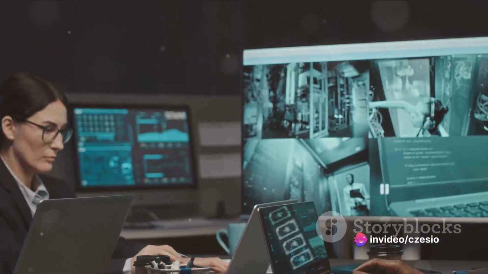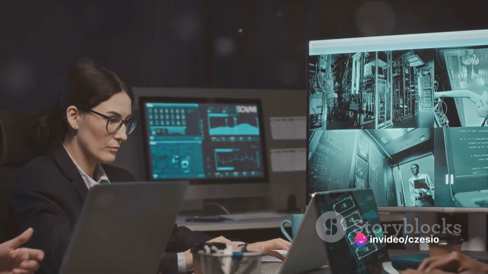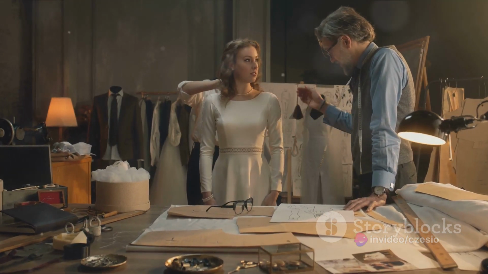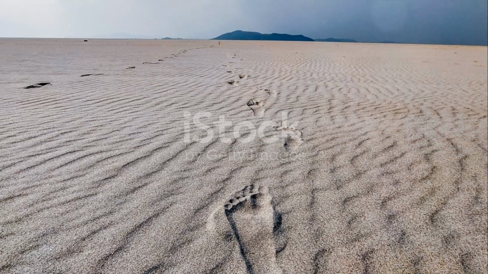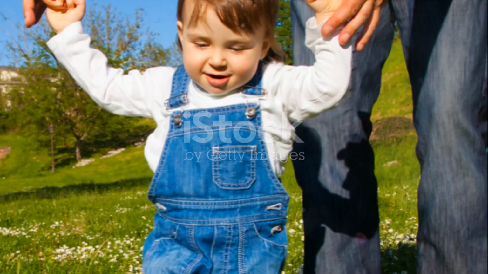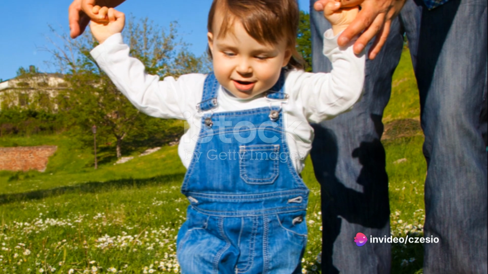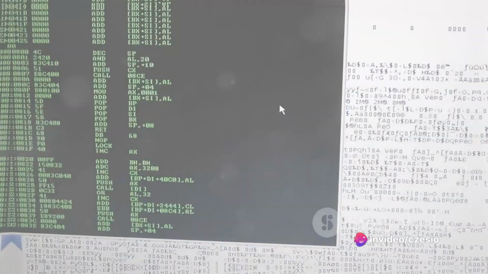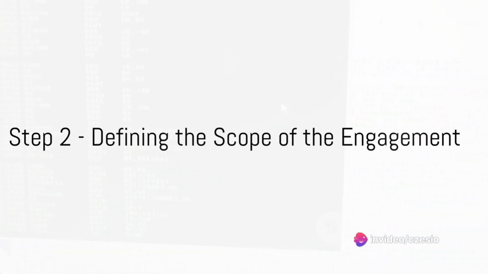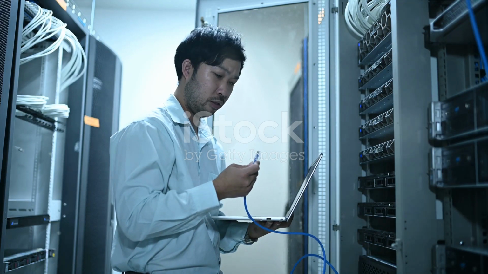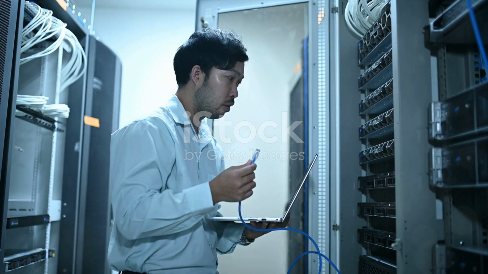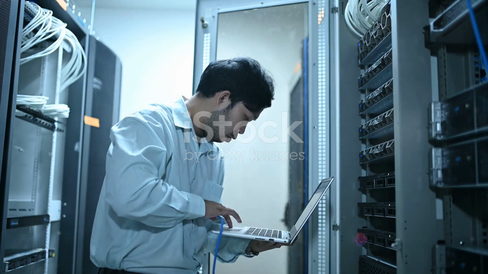Remember, a pen test is not a one-size-fits-all solution. It's a tailored suit, cut precisely to fit the client's unique needs. Once the objectives are clear, it's time to move on to the next step, defining the scope of the engagement. Defining the scope of the engagement is the next crucial step. This stage is where we decide what systems, networks, or applications will be put under the microscope.